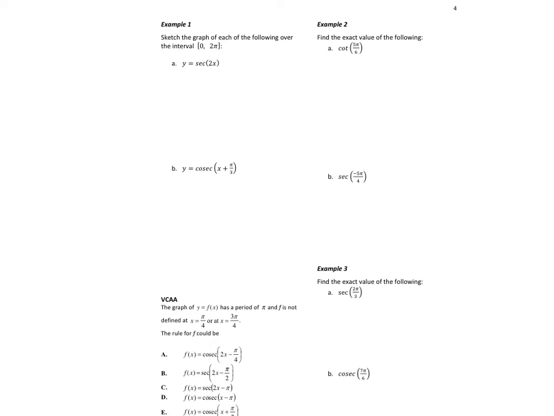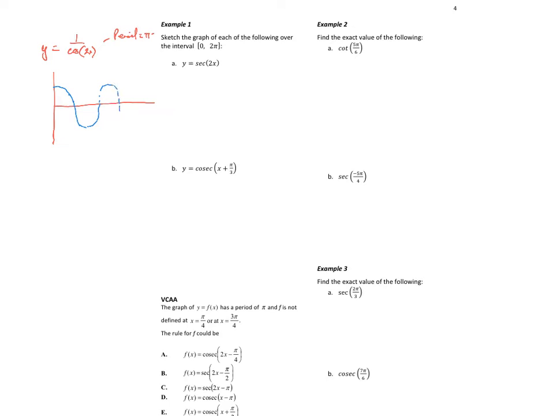Okay, so first things first, we have to sketch y equals sec x. So let's put y equals sec 2x, which is 1 over cos 2x. So we have a period equal to pi. So if I sketch a very quick cos graph over that period.